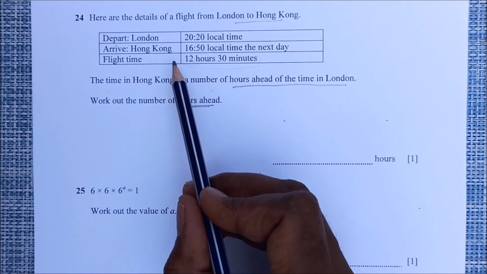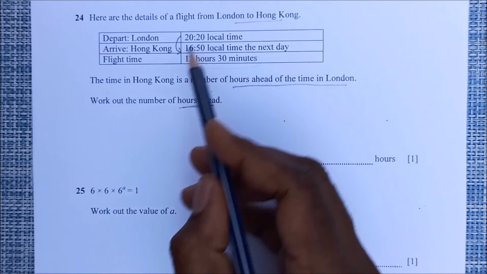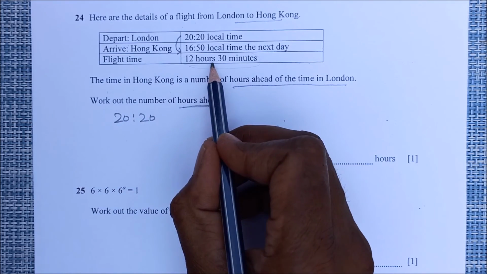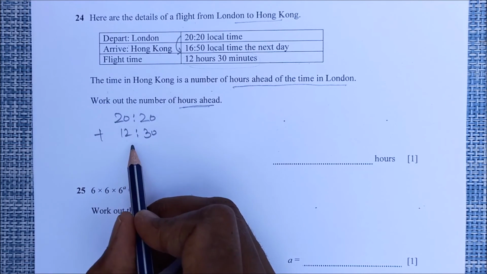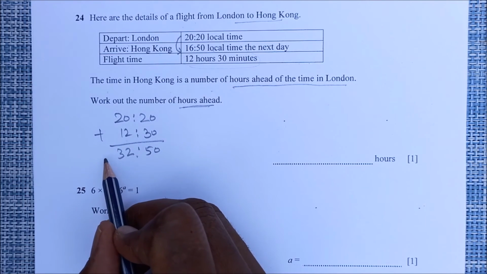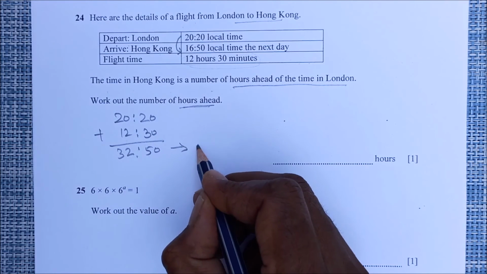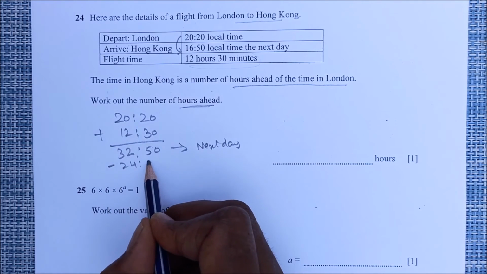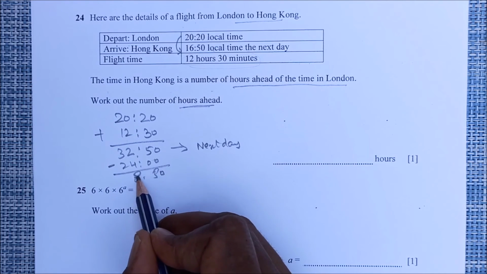So for the flight from London, this is the departure time. We need to find out this time. So the flight starts at 20:20 and the flight time is 12 hours and 30 minutes. When we add this, it should be 32:50, but it is more than 24, so it is just the next day. So for the next day we will minus 24 from here. So we are getting 12 minus 4, 8. So this is 8:50.